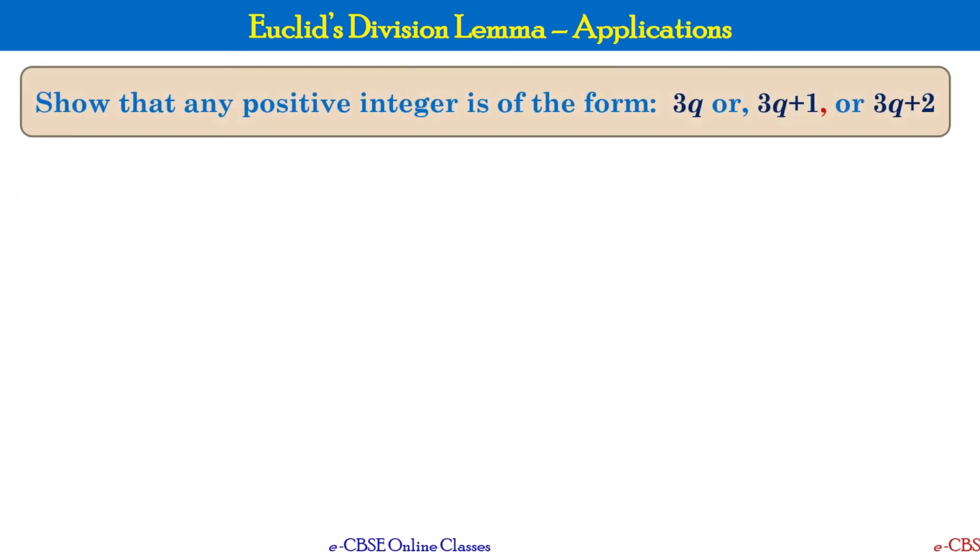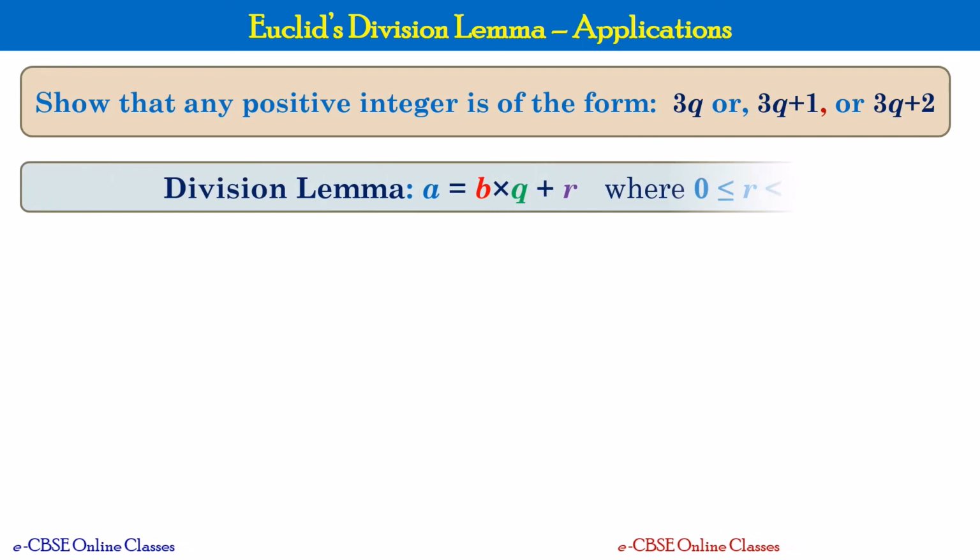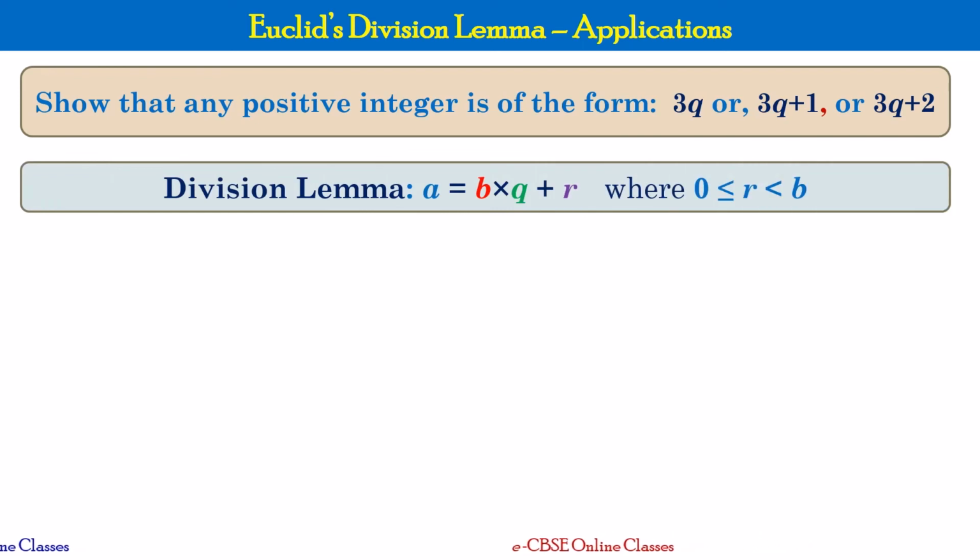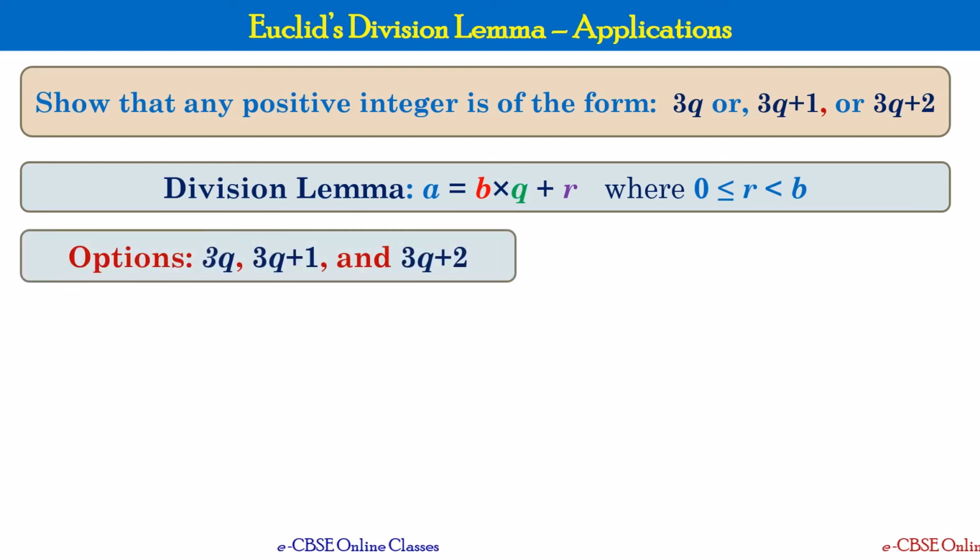Now let's go to the second application problem. It says show that any positive integer is of the form 3q or 3q plus 1 or 3q plus 2. Let's revise the division lemma here. A equal to bq plus r, where b is the divisor, q is the quotient, r is the remainder, and r will lie less than the divisor, correct? 0 less than or equal to r less than b.